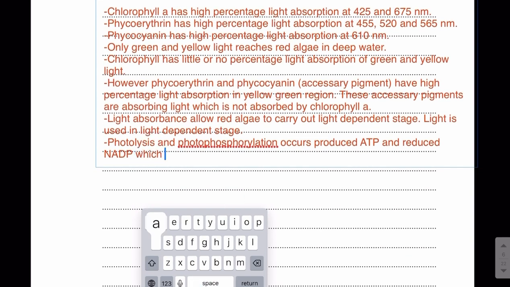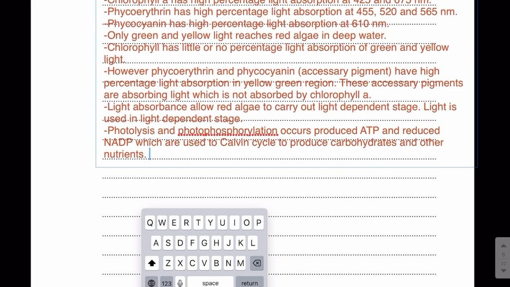which are used in Calvin cycle to produce carbohydrates and other nutrients, which allows the red algae to grow and survive in deep water. So that's it for 7 marks.